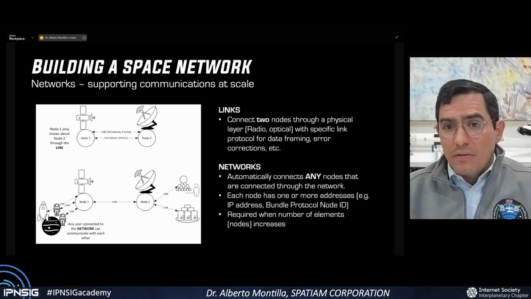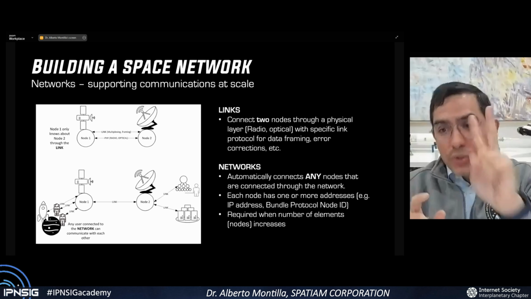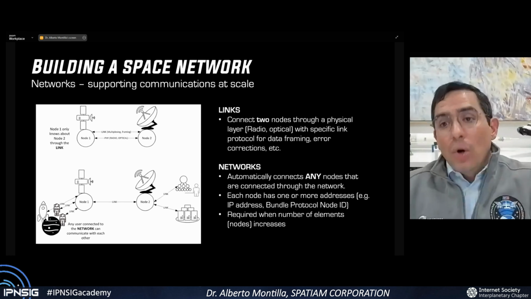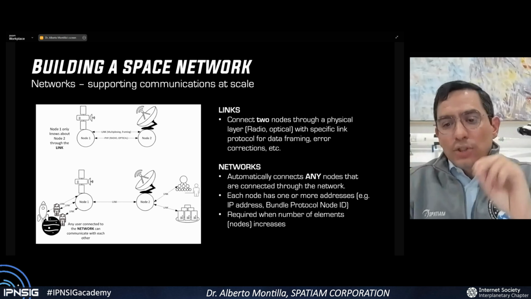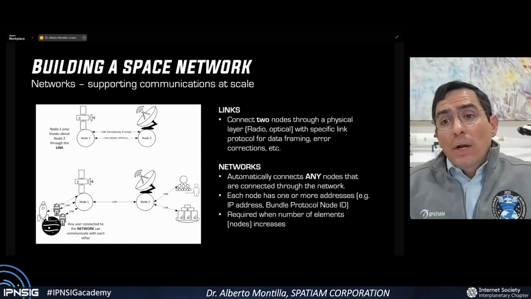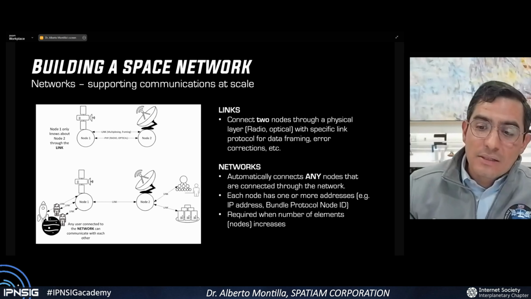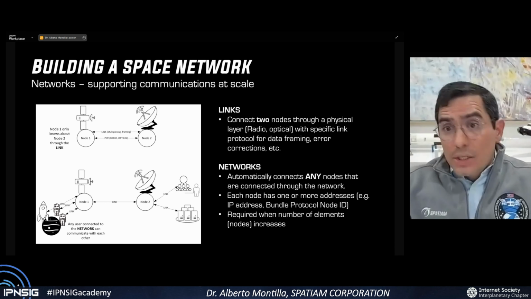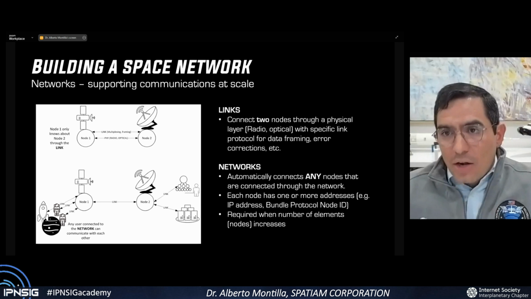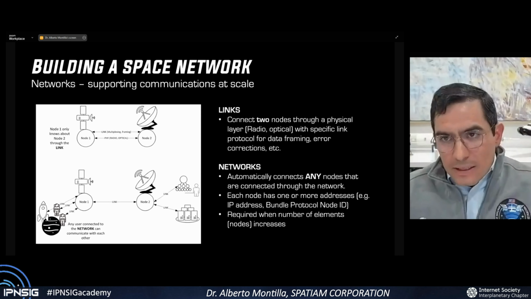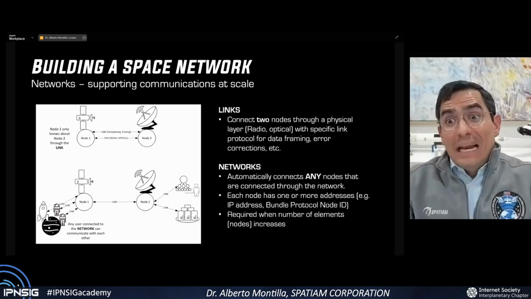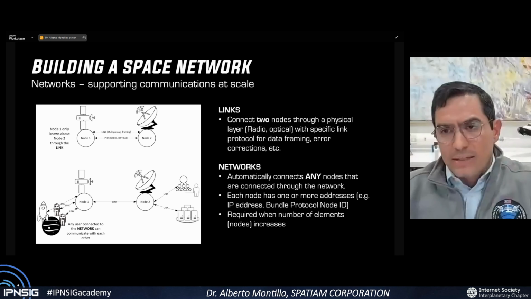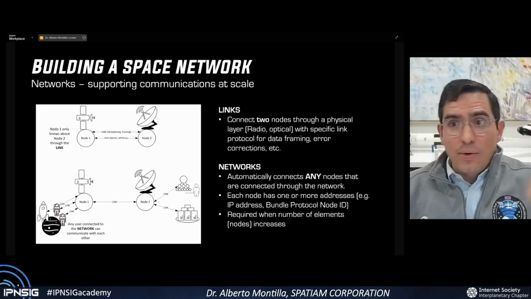And what is the big difference? With links, you can connect two nodes at a physical layer. With networks, you can automatically connect any node and any application that are connected to the network. The interesting thing is that because each node has an address or a series of addresses, you don't need to know, as an end user, very similar to the internet, what path the communication is taking. You don't need to worry about that. That's the beauty of networking: it allows you to connect elements to the network, and then pretty much automatically, security aside, you can get any endpoint to communicate with another endpoint.